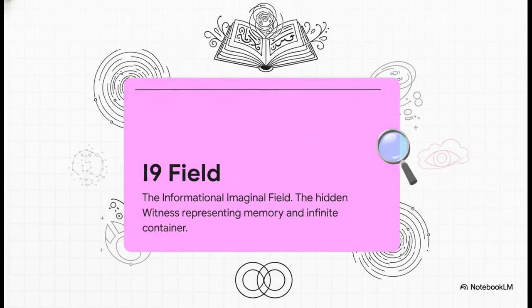Next is the I9, the informational imaginal field. Now this is the hidden witness, carrying the memory and the unseen covenant. It's the infinite container. You see, the D10 field measures, but the I9 field remembers. And here's the key. Neither is complete without the other. They represent two totally necessary, perfectly aligned sides of the exact same coin.